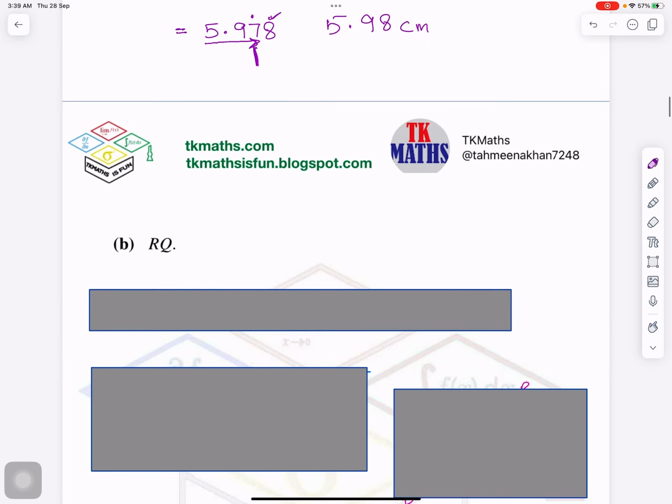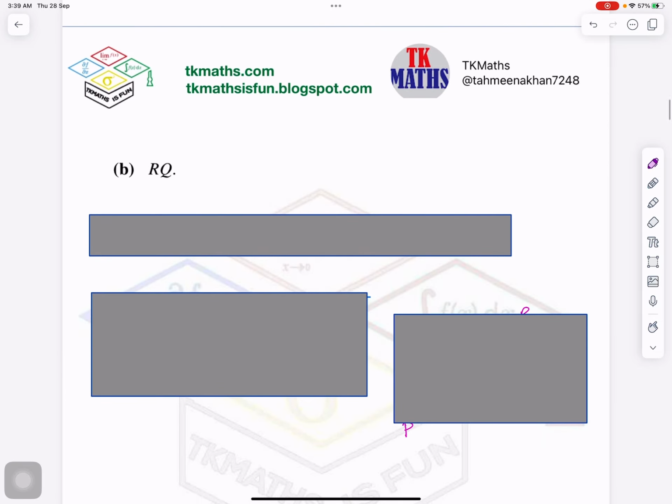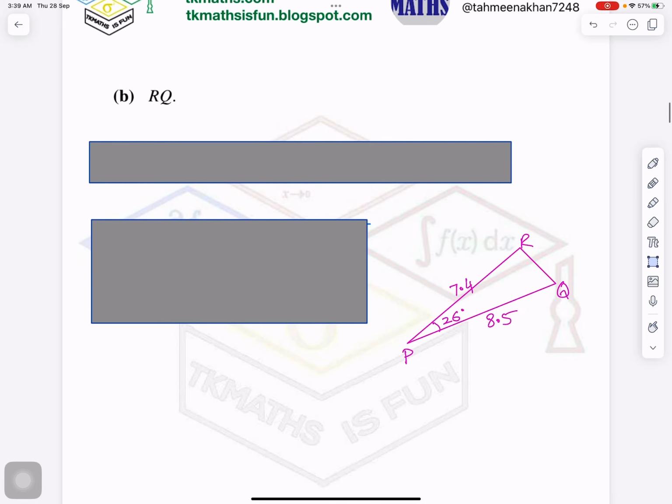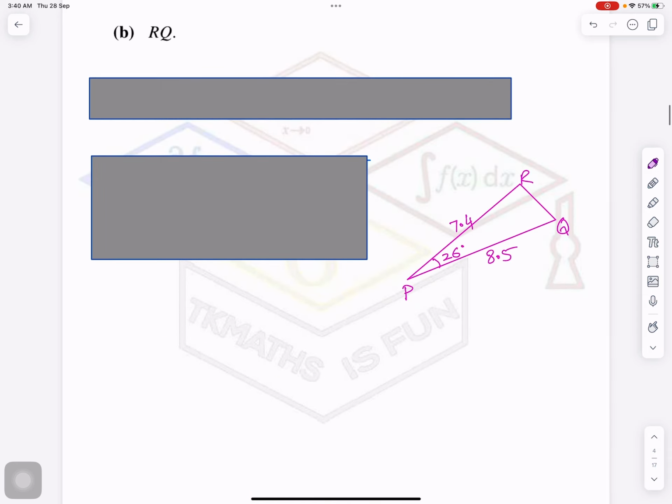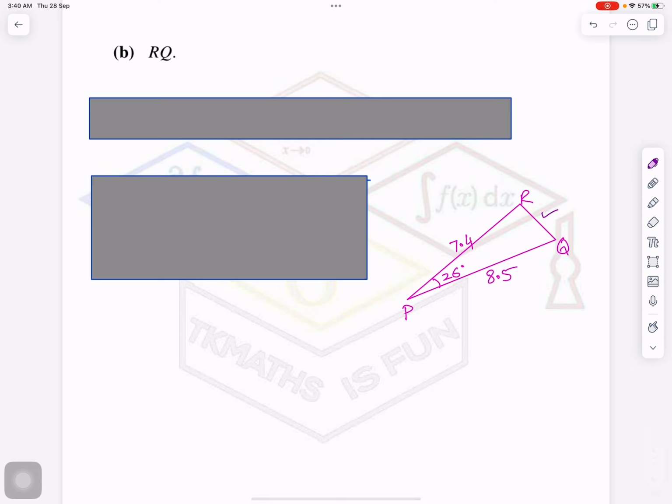Right. Now the question is saying find out RQ. So from the diagram, I have drawn the part in which RQ is there. You can see here, if you want to see the original question, it is this part I am talking about. PRQ. So I have drawn it here. And I have to find this side. Now which rule will you apply? Because you know 2 sides and the angle between those 2 known sides, the cosine rule automatically comes here.